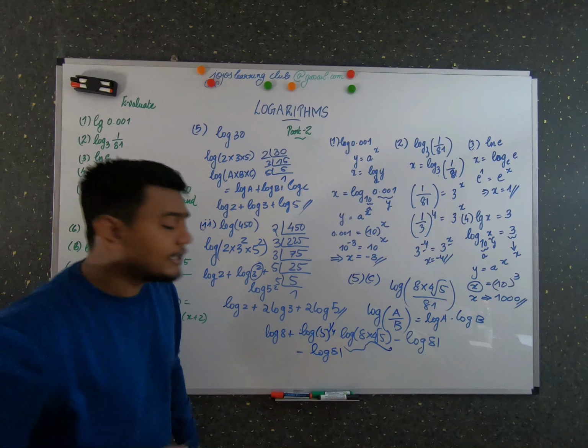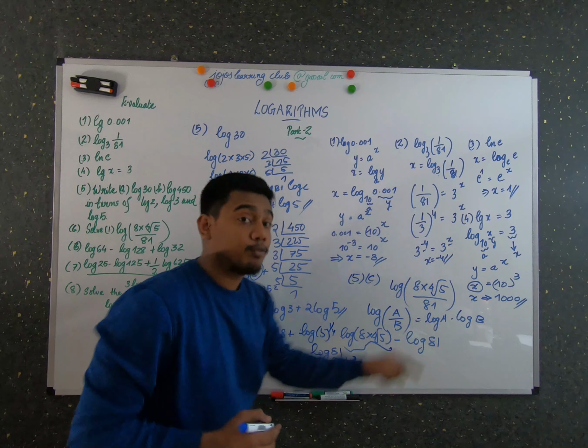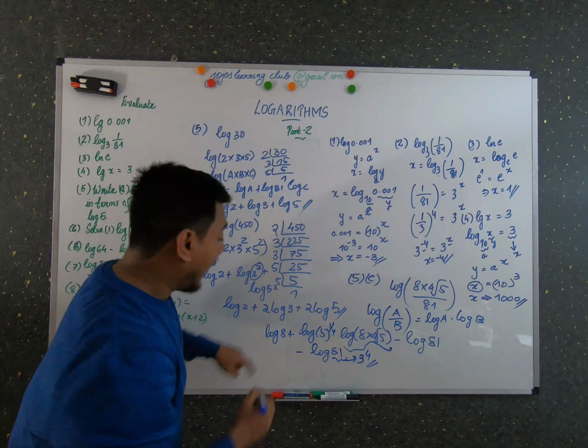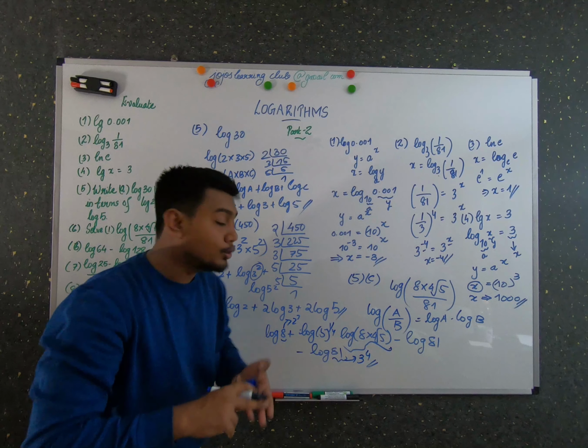And what is this 81? 81, we have done in our previous problem. 81 is 3 raised to 4. And what is 8 over here? 8 is 2 cube, 2 into 2 into 2.